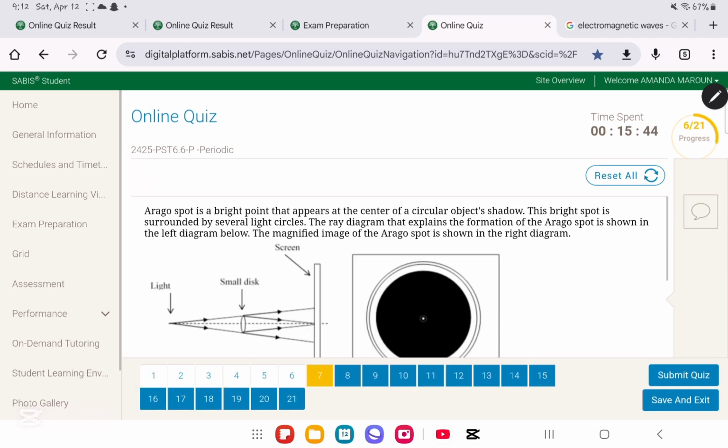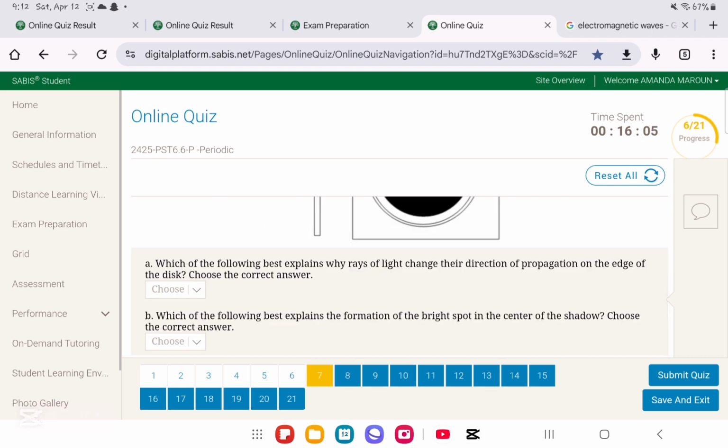We move on to question number 7. In question number 7, they said Arago spot is a bright point that appears at the center of a circular object's shadow. This bright spot is surrounded by several light circles. The ray diagram that explains the formation of the Arago spot is shown in the left diagram below. The magnified image of the Arago spot is shown in the right diagram. They said, which of the following explains why rays of light change their direction of propagation on the edge of the disk? When they change their direction of propagation, this is known as diffraction, okay?